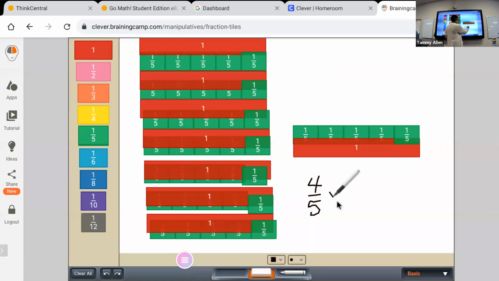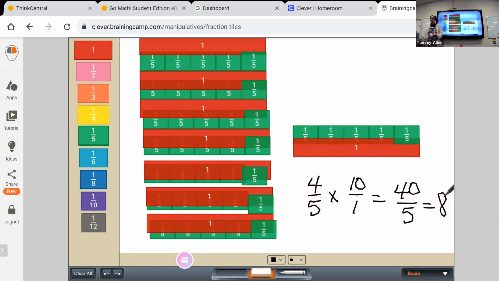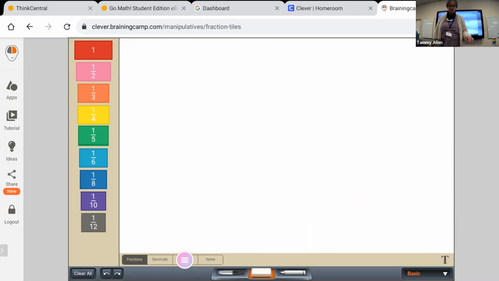4 fifths times 10 over 1 equals 40 over 5. And 40 divided by 5 equals 8. Questions on that? Okay. All right. So number 4, you would have done 9 groups of 3/4 and then filled in whole amounts.